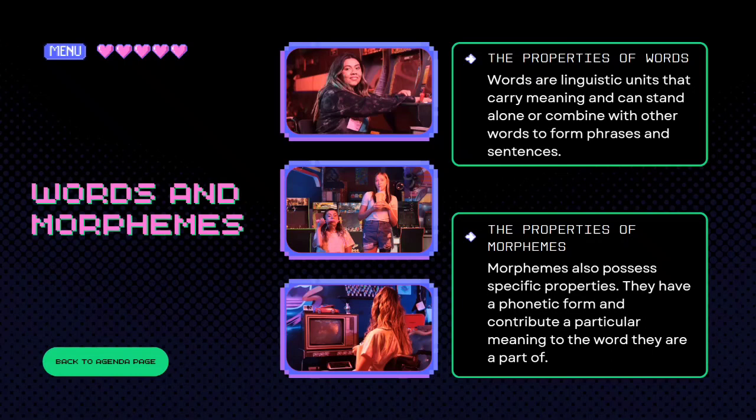The properties of morphemes. Morphemes also possess specific properties. They have a phonetic form and contribute a particular meaning to the word they are a part of. Morphemes can be classified into different types based on their function, such as roots, affixes, inflectional morphemes, derivational morphemes.